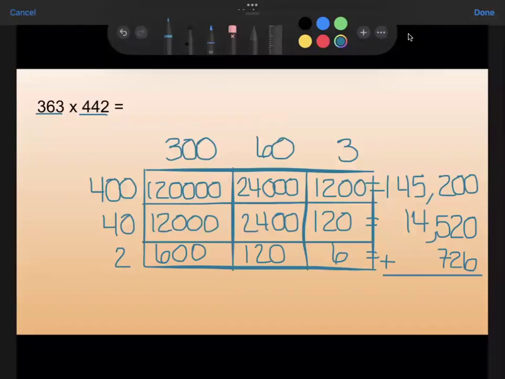So that means 0, 0, and 6 is 6. 2 and 2 is 4. 5 and 7 is 12, plus 2 is 14. And then 5, 4, and 1 is 10. Okay, and then that would be 6 and 1. So our final answer for this one should be 160,446.